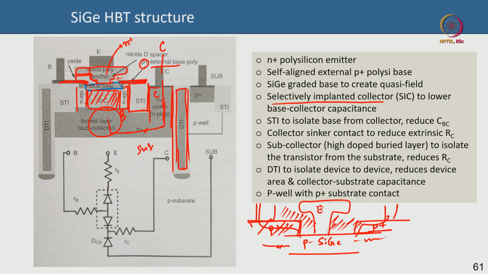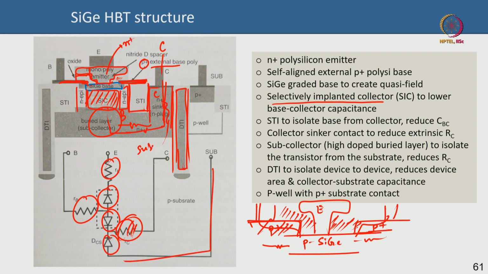And of course the circuit diagram looks like something like that. There is an emitter resistance, base resistance, and collector resistance. This is the collector resistance here. This resistance you can club it here itself. Okay, and then there is a base-emitter diode, there is a base-collector diode, and then the collector may couple to the substrate, that diode. Okay, so this is the substrate contact.